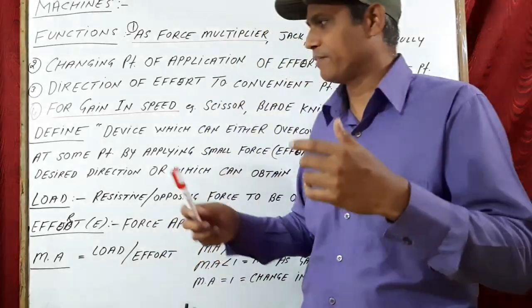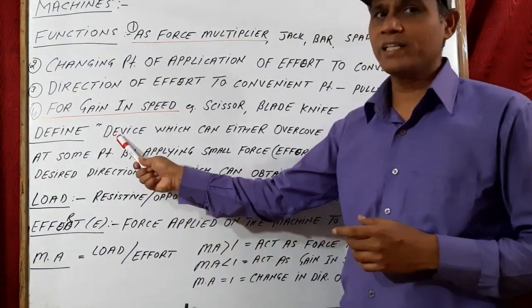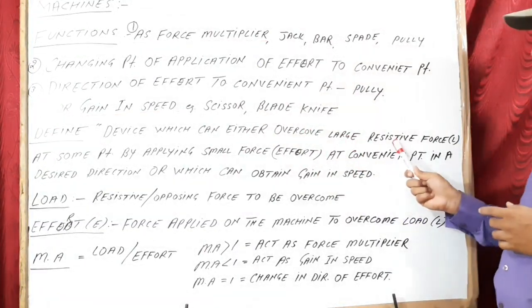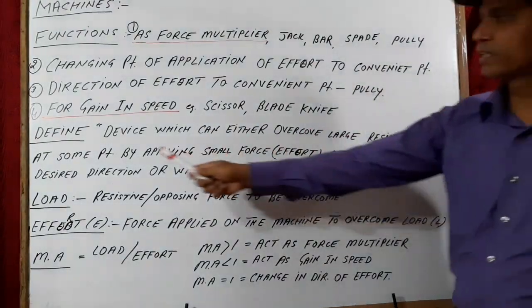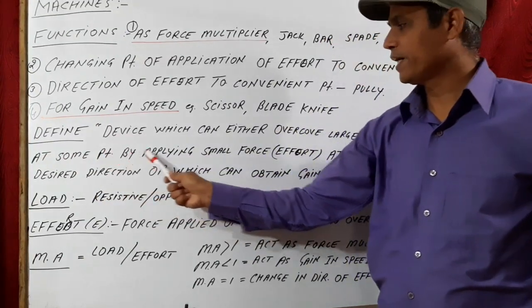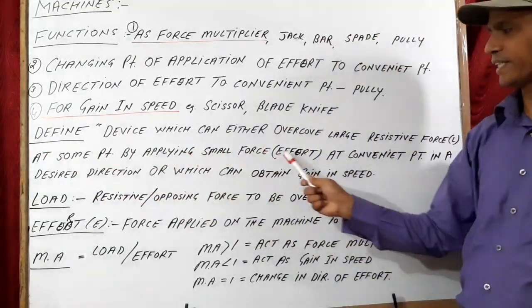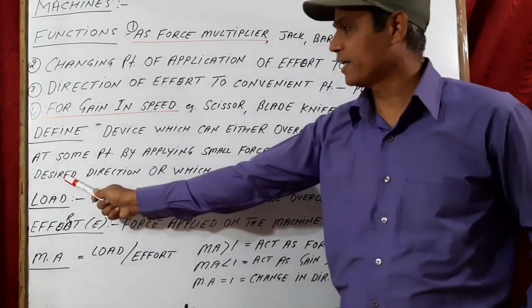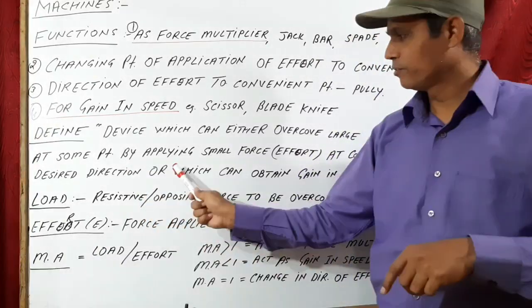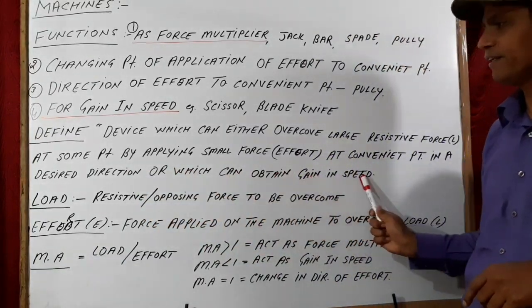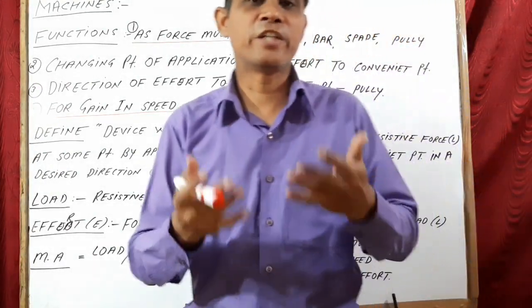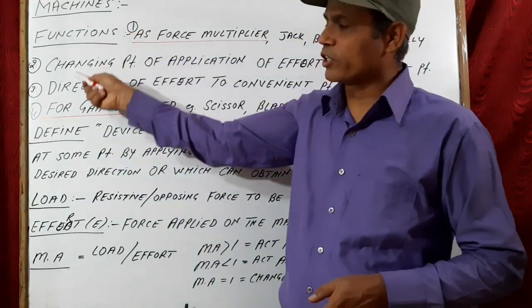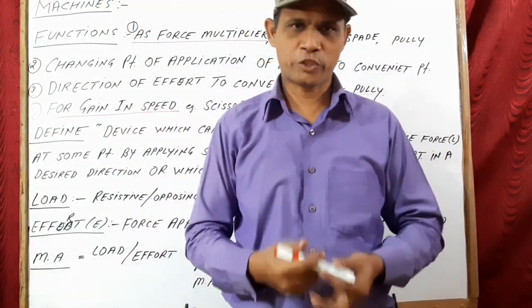I am repeating again. I have written on the board as well. A device which can either overcome large resistive force, that is load, at some point by applying small force, that is effort, at a convenient point in a desired direction, or which can obtain gain in speed. So this is the definition of a machine. Here we have included all the 4 functions which are performed by a machine.